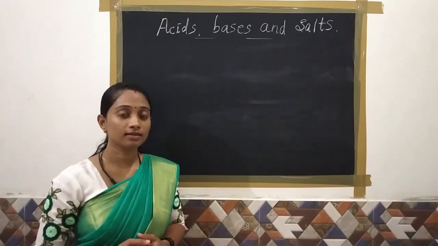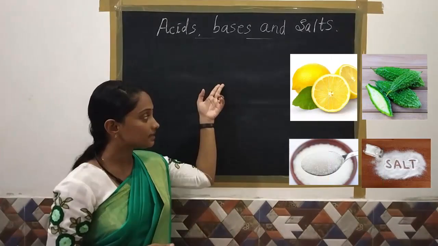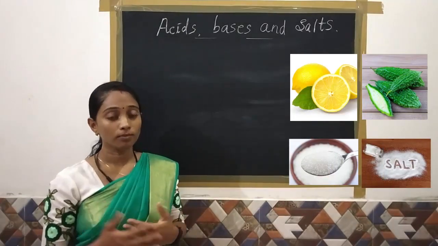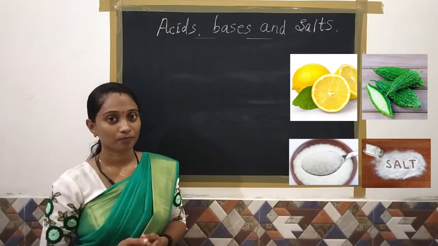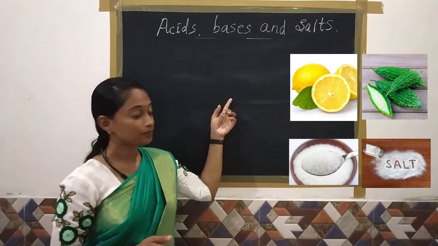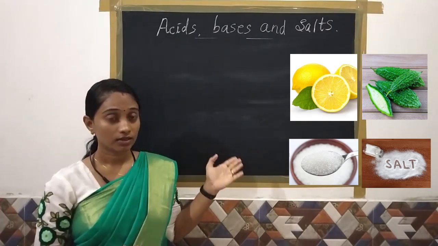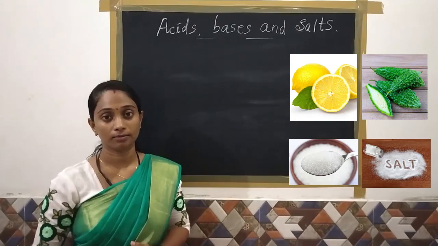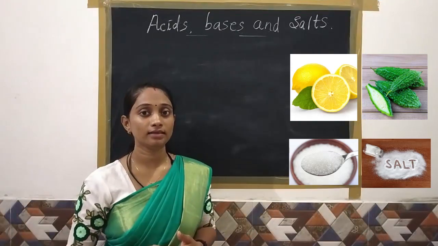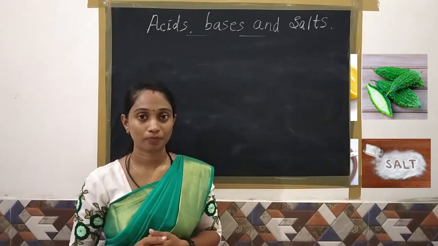What is the first thing that comes to your mind when you see these things? You may be thinking about taste. The lemon is sour in taste. The bitter berry is bitter in taste. Sugar is sweet and salt is salty. So, we generally associate these things with their taste.